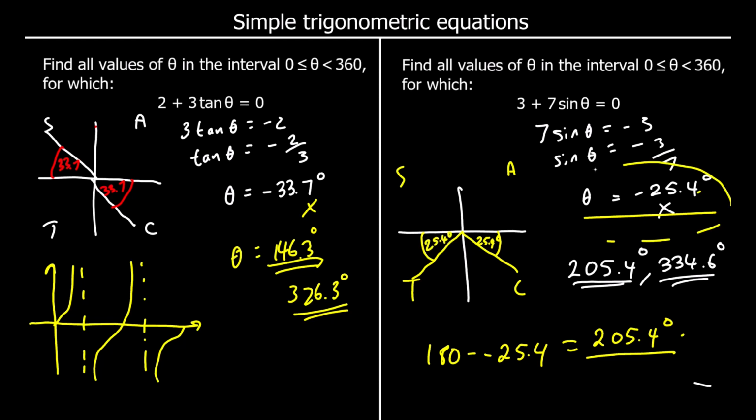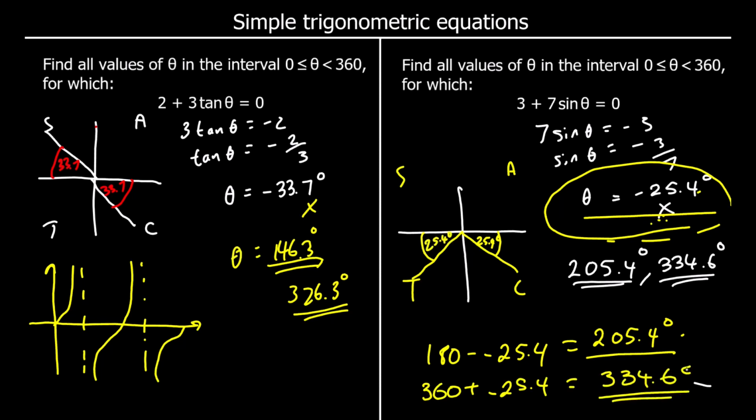So if we add 360 onto this answer, that will be between 0 and 360. So 360 plus negative 25.4 would have got us to 334.6.